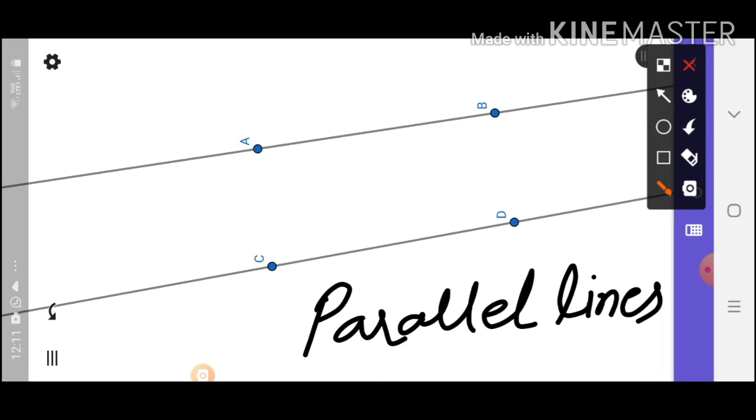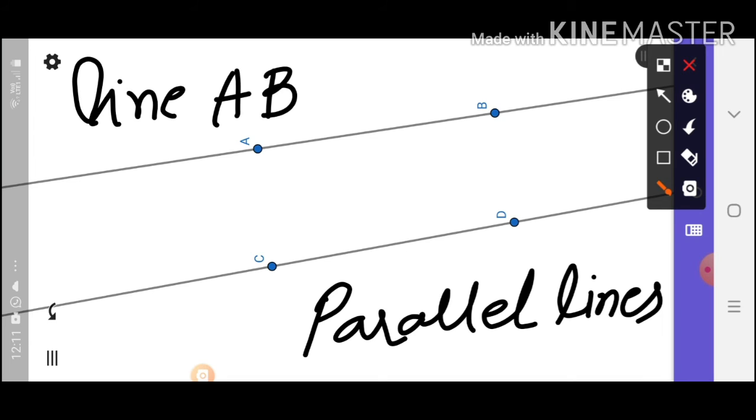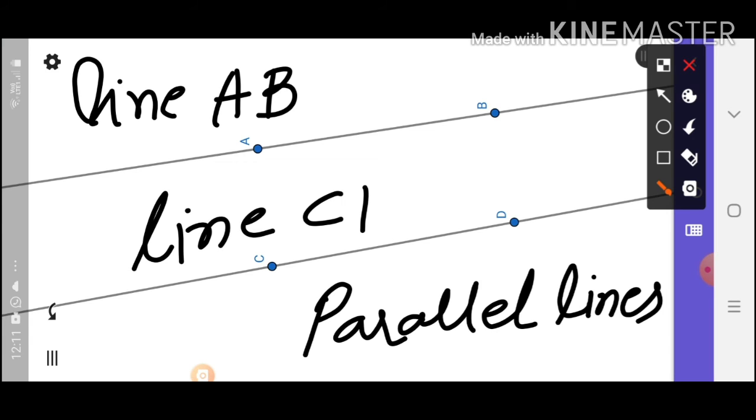Which two lines are shown in this figure? Yes, line AB and line CD. These two lines can be seen in this picture and they are not intersecting. That's why we call them as parallel lines.